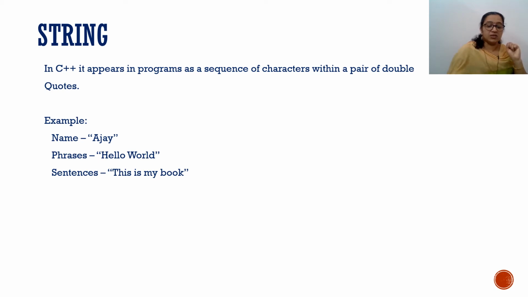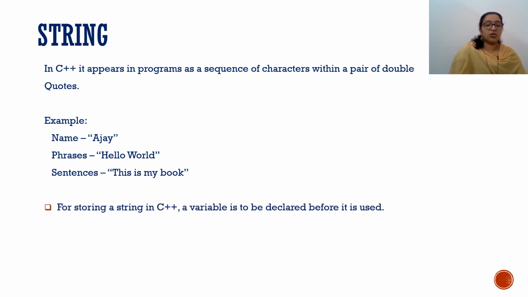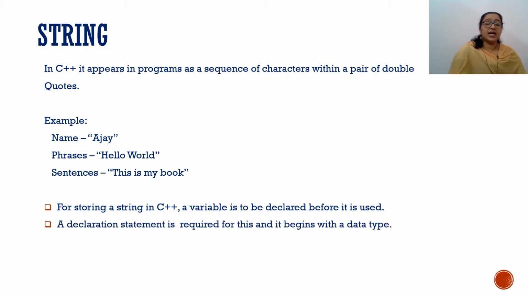Okay? So just see the important points. For storing a string in C++, a variable has to be declared before it is used. That we already know. Whether we are storing an integer or a character or a float, and if it's a string also, we need a variable for that. So first we want to declare a variable. A declaration statement is required for this, and it begins with a data type. So what is the data type? String? In C++, there is no string data type. So what to do? Just see the next point.